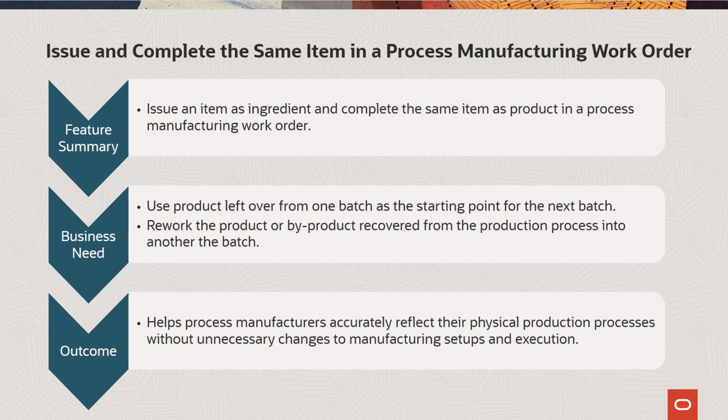With this feature, you can issue an ingredient and complete it as product in a process manufacturing work order. You can issue an item as input and complete the same item as output in a process manufacturing work order for an operation, or for multiple operations. This demo shows how issue and complete the same item in a process manufacturing work order enhances your business.